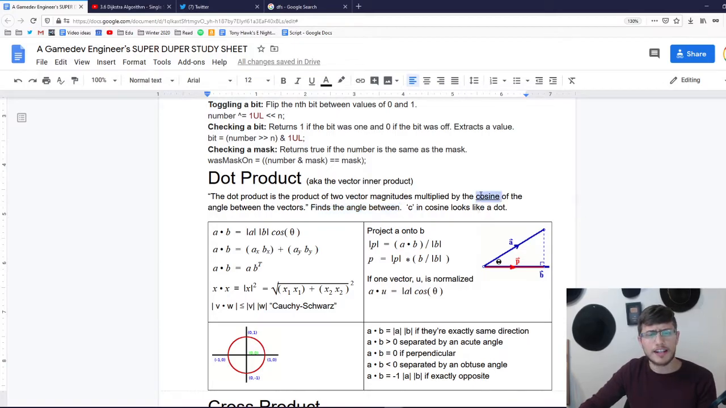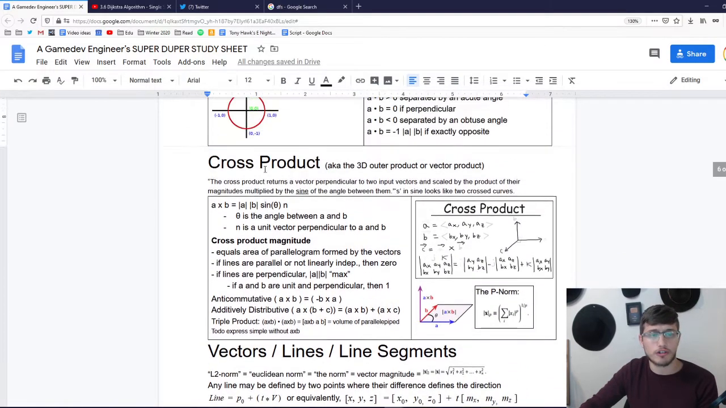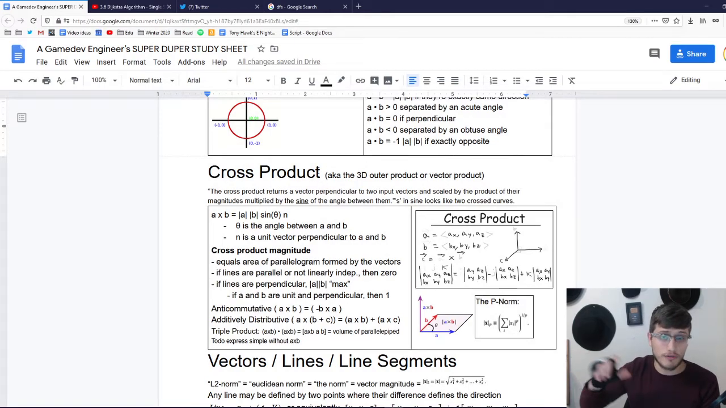Now, how do you remember that it's the cosine? I like to say that the C in cosine looks like a dot, and that's how I remember it. It's going to come up later, but the cross product returns a vector perpendicular to two input vectors, scaled by the product of their magnitudes multiplied by the sine of the angle between them. So in that case, it's the sine. With the dot product, it's the cosine. With the cross product, it's the sine.